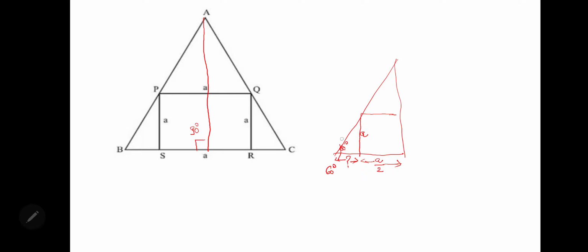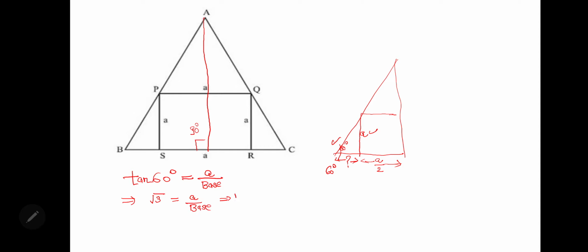Okay, so I know the angle, I know one side, the perpendicular, and I need to find out the base. So I'm just applying the formula: tan 60 is equal to perpendicular upon base. What is the perpendicular? A. What is my base? I need to find it, let's write it as base. What is tan 60? I hope, guys, you know this: it is equal to A upon base.